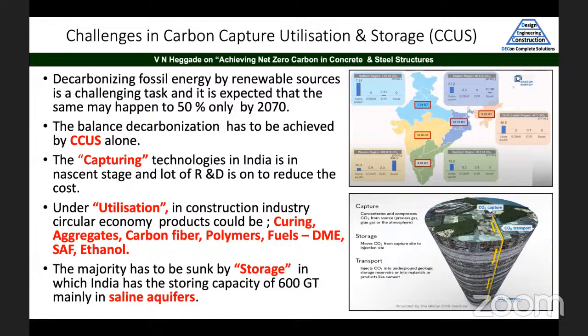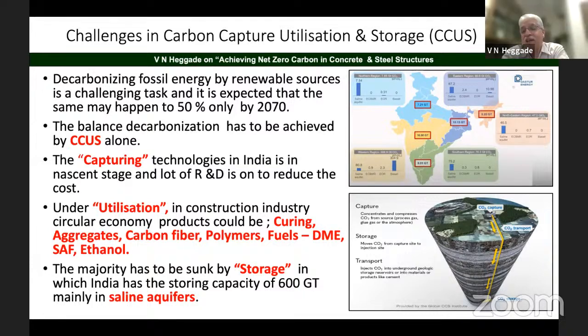And whatever carbon cannot be reused again can be stored in the earth itself, in Mother Earth, in the saline aquifers. India has the capacity to store carbon dioxide emissions up to 600 gigatons. All over India, you can see you have saline aquifers in the west, north, south, as well as the east. That can be done.